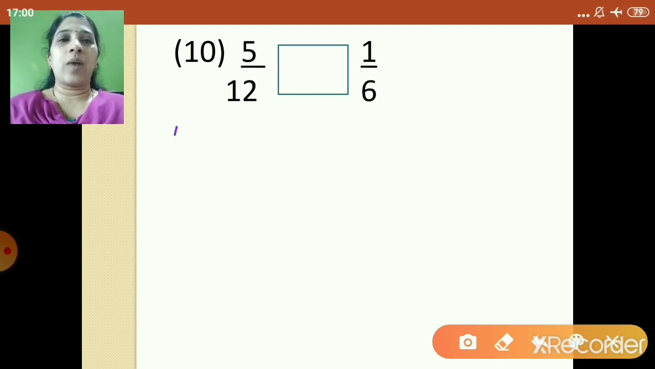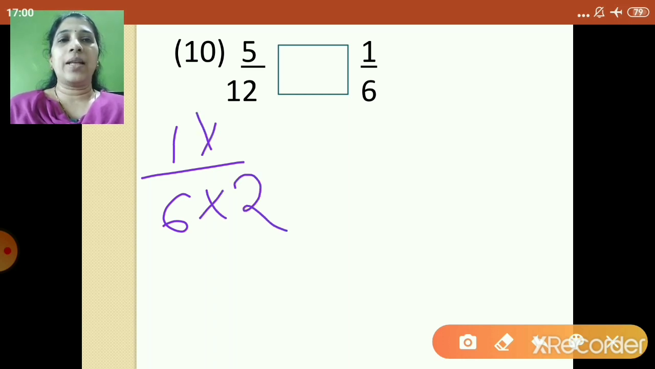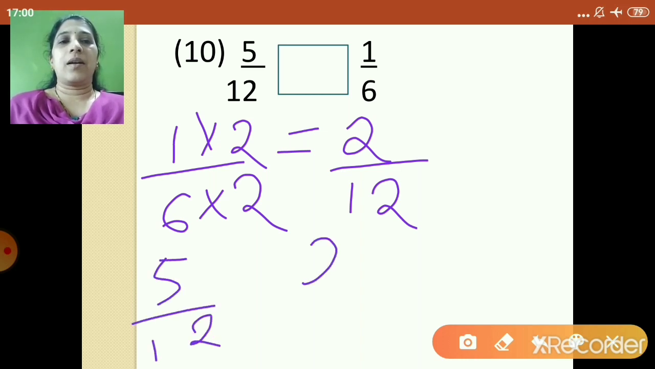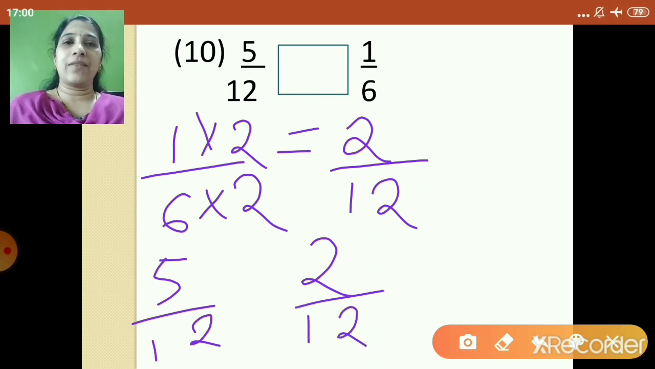You will write 1 upon 6. Right? 6, how much are 12? 6 2s are 12. Right? So 6 into 2 and 1 into 2. So 1 2s is how much? 2. And 6 2s is how much? 12. So now 5 upon 12 it is, and 2 upon 12.